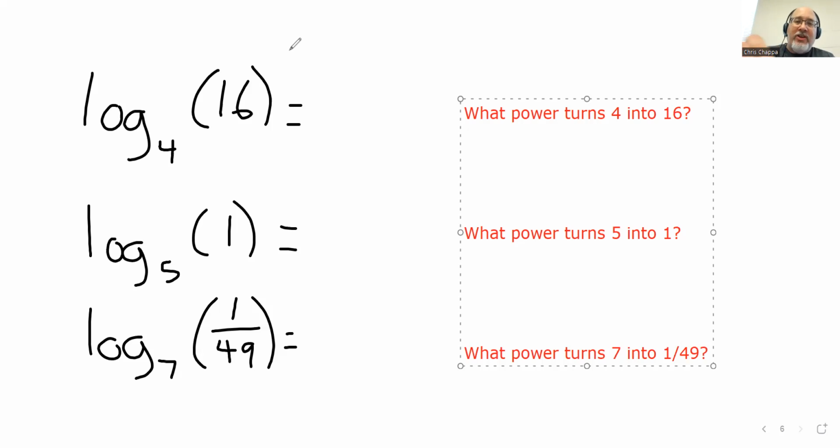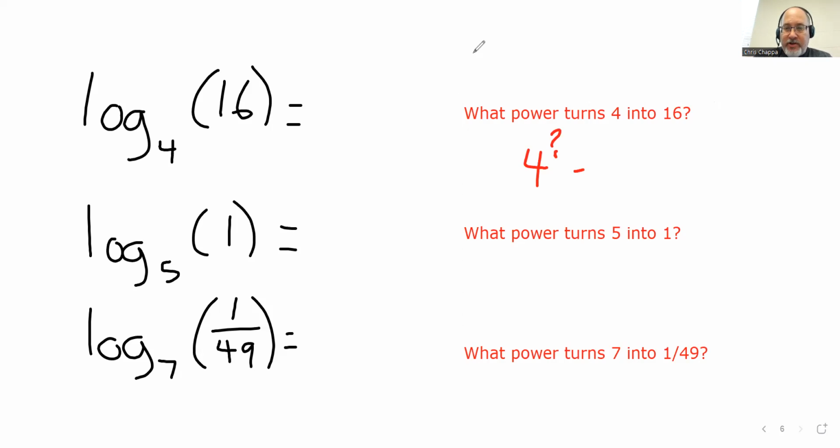Again, you don't have to know what the answer is, but you darn sure need to know what the question is, because once you pose the question, you can think about what number makes this work. Do you know the answer to the first one, log base 4 of 16? What power would you put on a 4 to get a 16? Well, I think most of us know that 4 to the second power is 16. So the answer to the question, what power turns 4 into 16, is 2, which means the answer to log base 4 of 16 is 2.